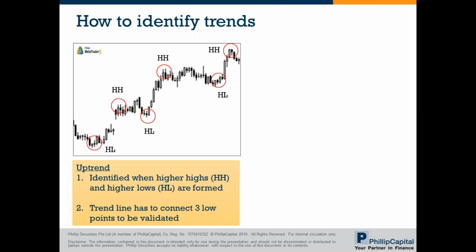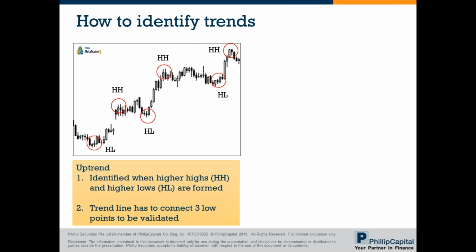So what it means is that as you scan the chart from left to right, you can observe that each peak that is formed is higher than the previous one. Similarly, each trough that is formed is higher than the previous one. So this is how you identify an uptrend.